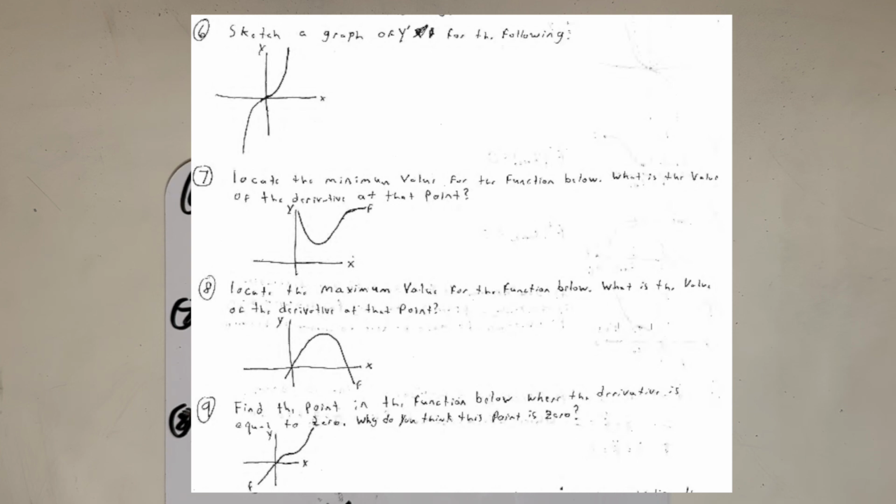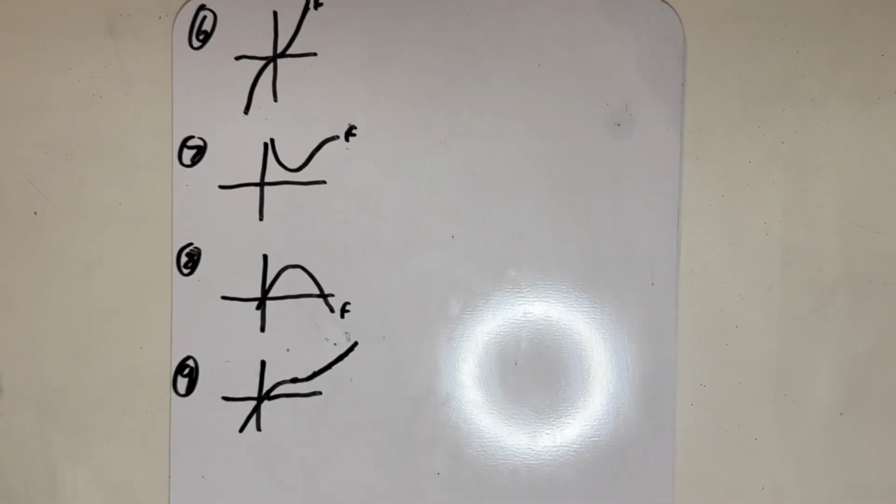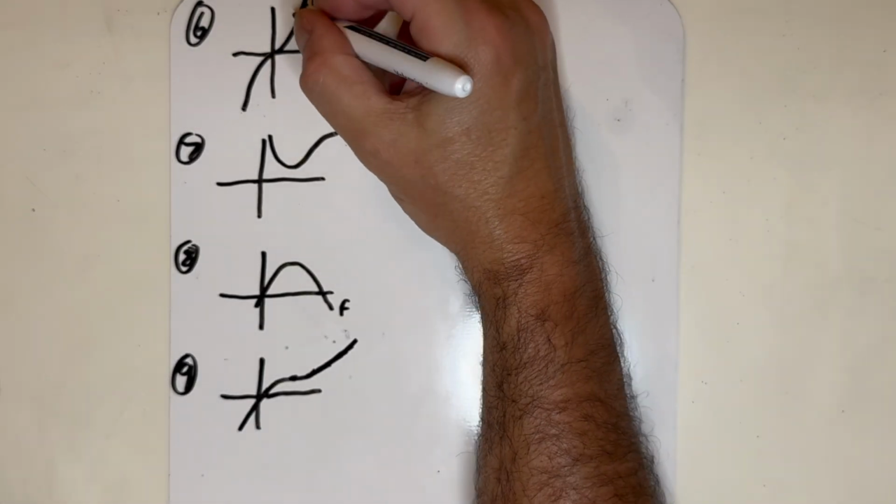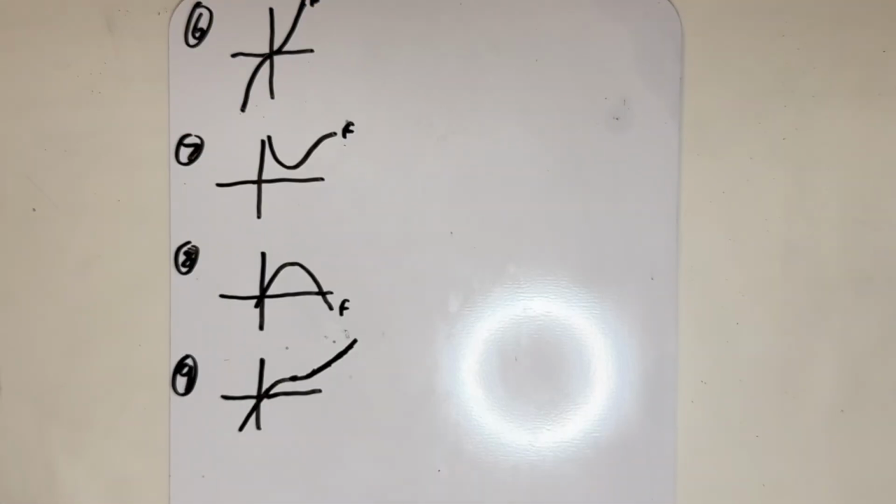Okay, I'm going to do 6, 7, 8, and 9 all together because it's a variation of the same theme. The first one asks us to simply sketch a graph of y prime for this curve here. So if this is f, then what does f prime look like? I guess we could call it f prime, not y prime. Well, we can imagine taking our tangent line, and sometimes you can do this with a ruler.